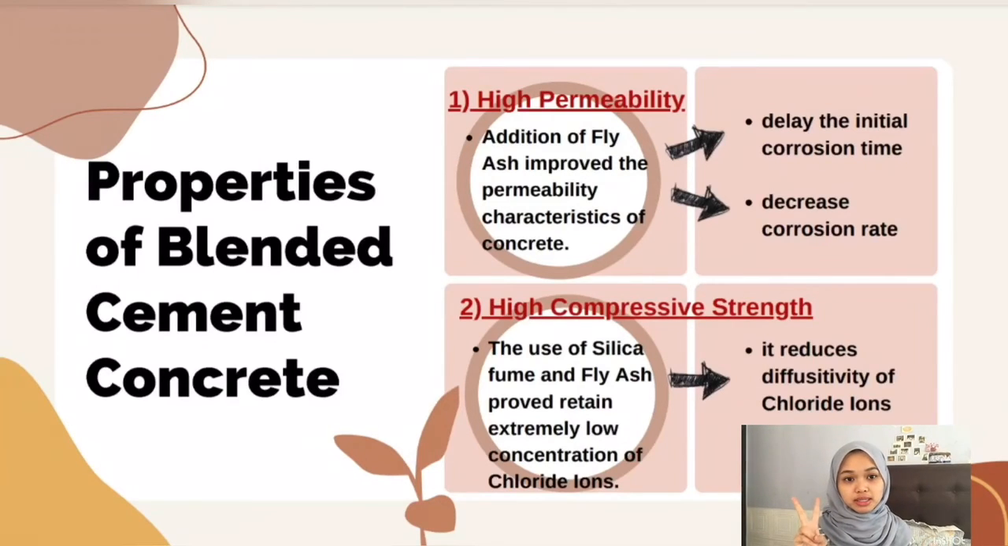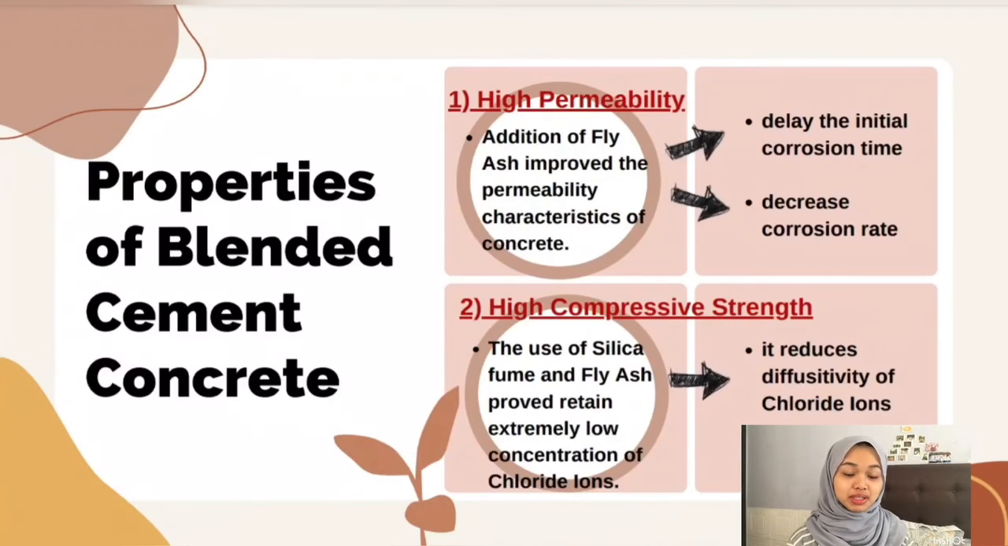There are 2 properties in blended cement concrete. The first one is low permeability and the second one is high compressive strength. For the property of low permeability, the previous study from Hart et al. revealed that the addition of fly ash up to 30% replacement level of concrete improves the permeability characteristics of concrete. Thus, it reduces the corrosion time and decreases the corrosion rate of the concrete.